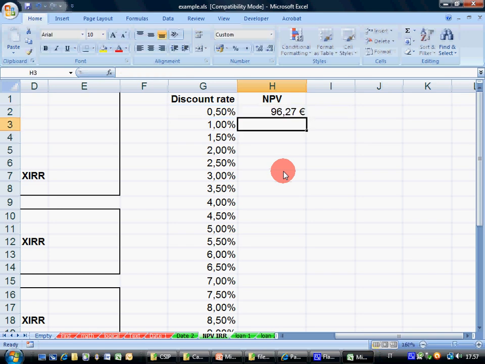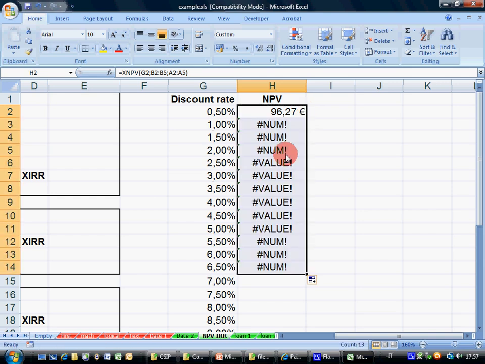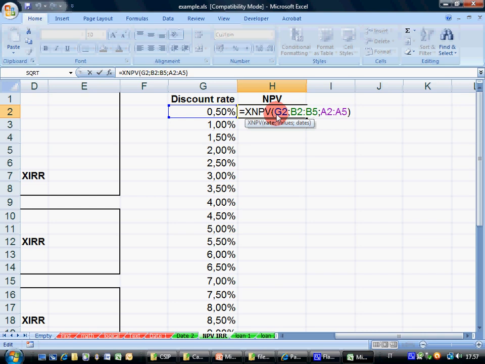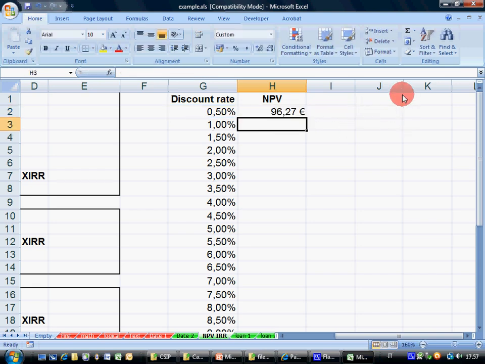Okay. Now, if I drag it down, as you can see, there is a little problem because G2 becomes G3, and that's correct, but B2, B5, and A2, A5 should not become B3, B6, A3, A6. So we dollarize them. And now we can drag it down.